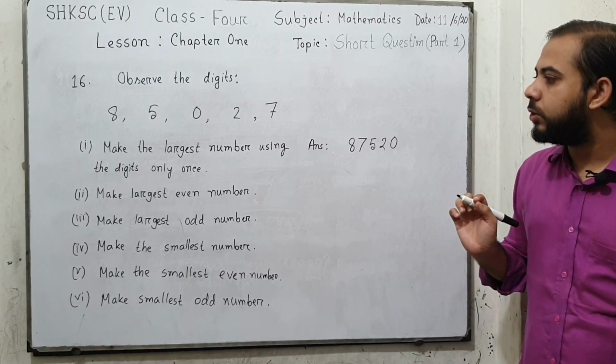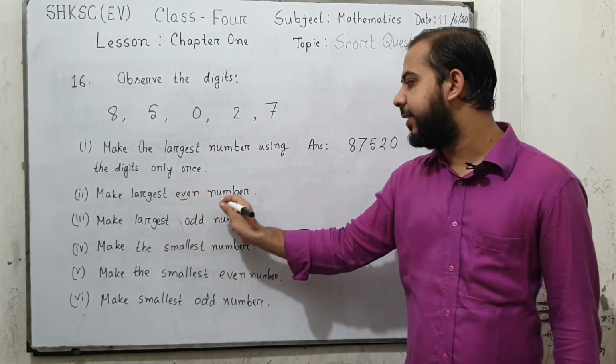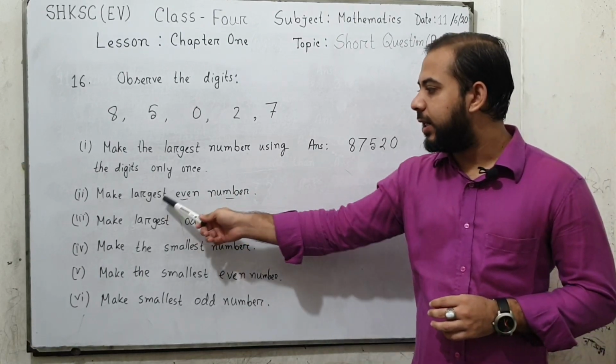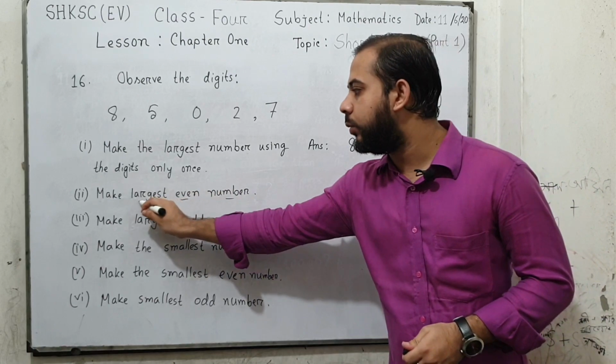Now question number 2 asks to make the largest even number. So this is largest and even, both. There are two conditions here.